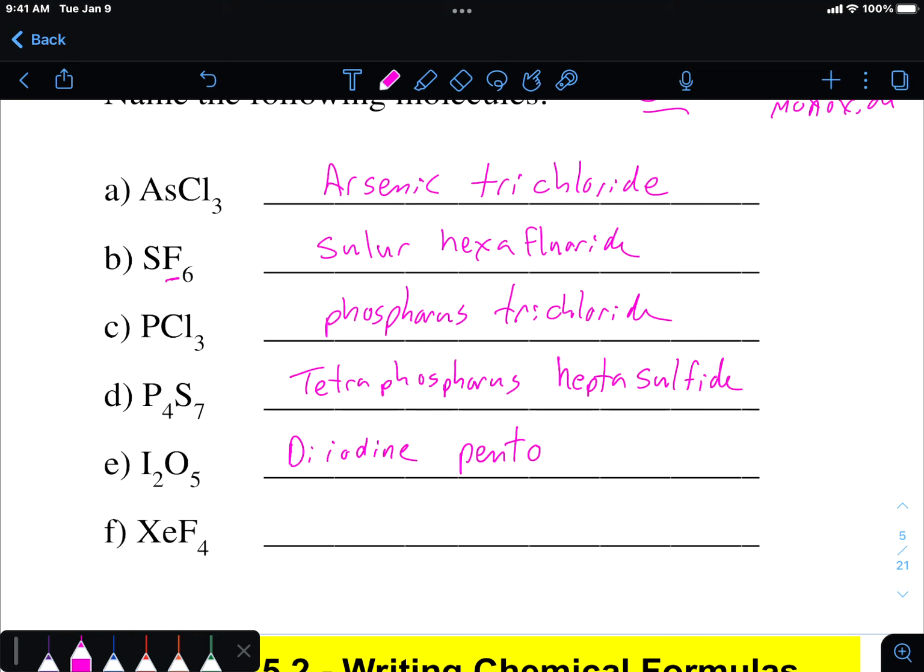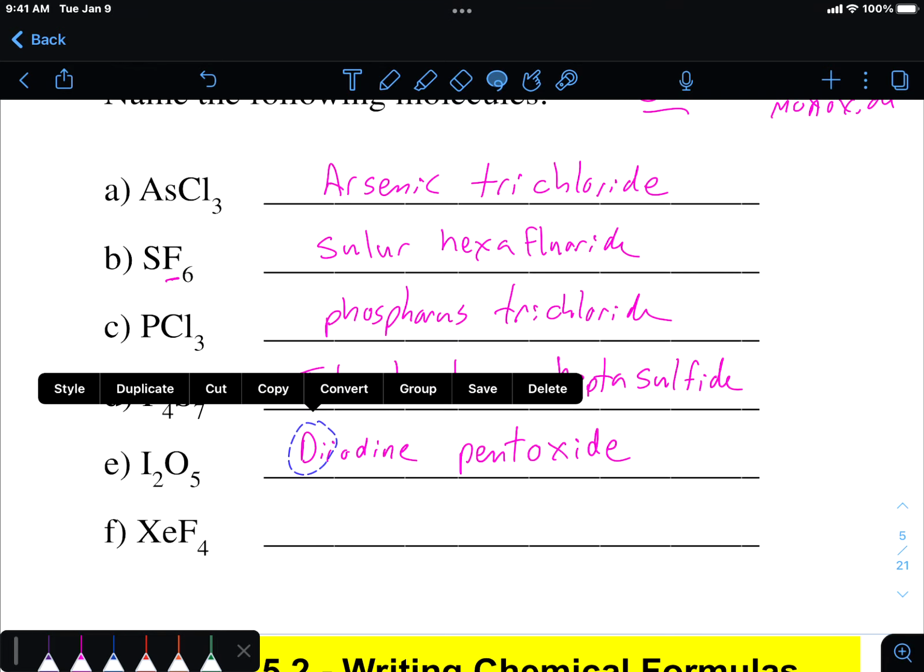Change the suffix. Change the ending. Pentoxide, yes. Diiodine pentoxide. Yeah, Nick. Do you separate the di and iodine? Oh, I didn't mean to. I just kind of, yeah, not necessarily here. Just scooches. Here we go.